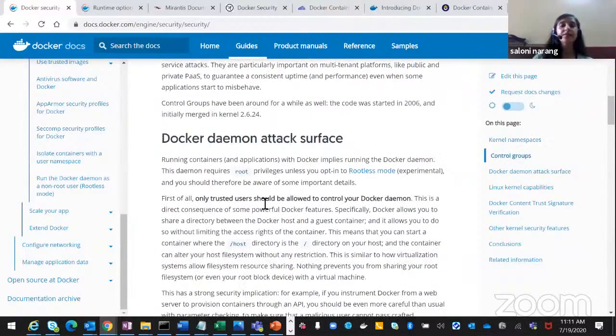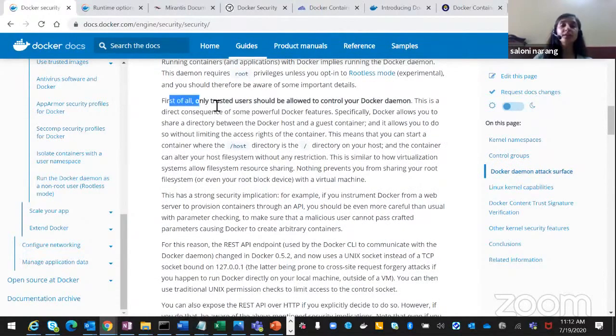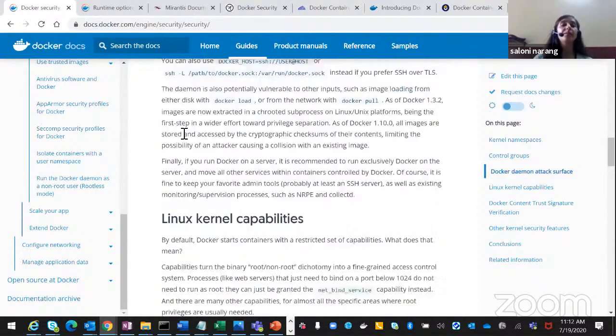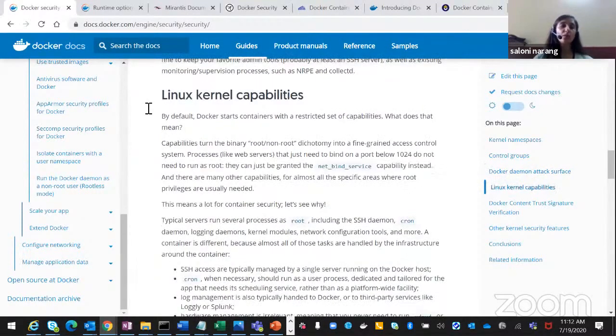Docker daemon attack surface: running containers and applications with Docker implies running the Docker daemon. This daemon requires root privileges unless you opt into the rootless mode, and you should therefore be aware of some important details. I really highly recommend you go through this link. I will share it after my session, so please take time and go through it. This is very important and basic if you're thinking of going for the DCA certification. So please go through these Docker docs.